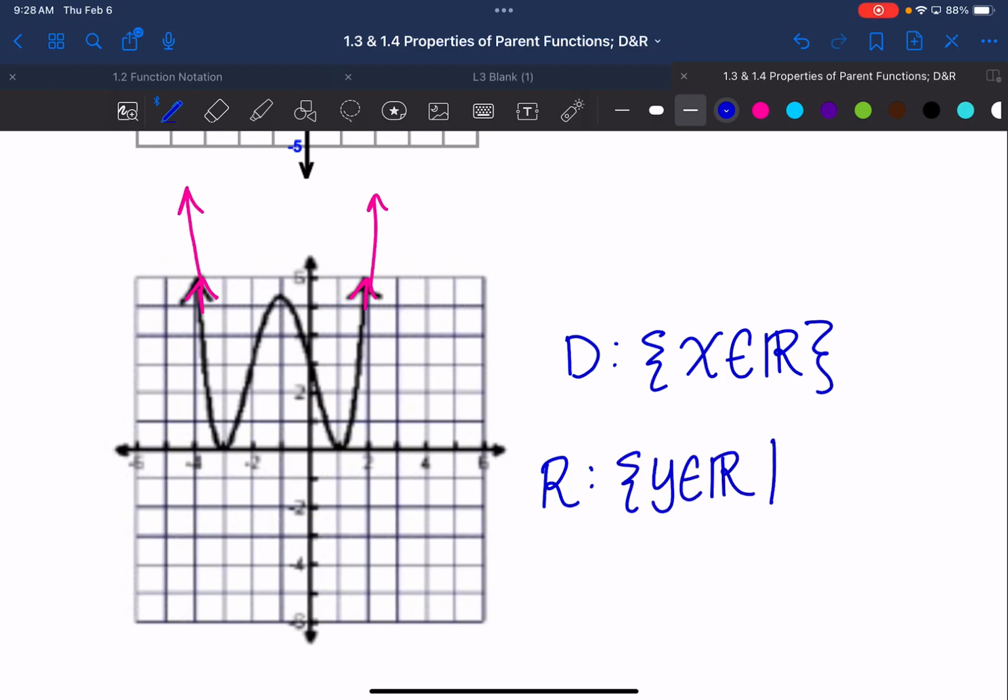Thank you, Miss Georgia. Y has to be greater than or equal to 0. I can say it's equal because it's touching the x-axis, right? So it can be equal to 0, and then it just has to be everything above it.